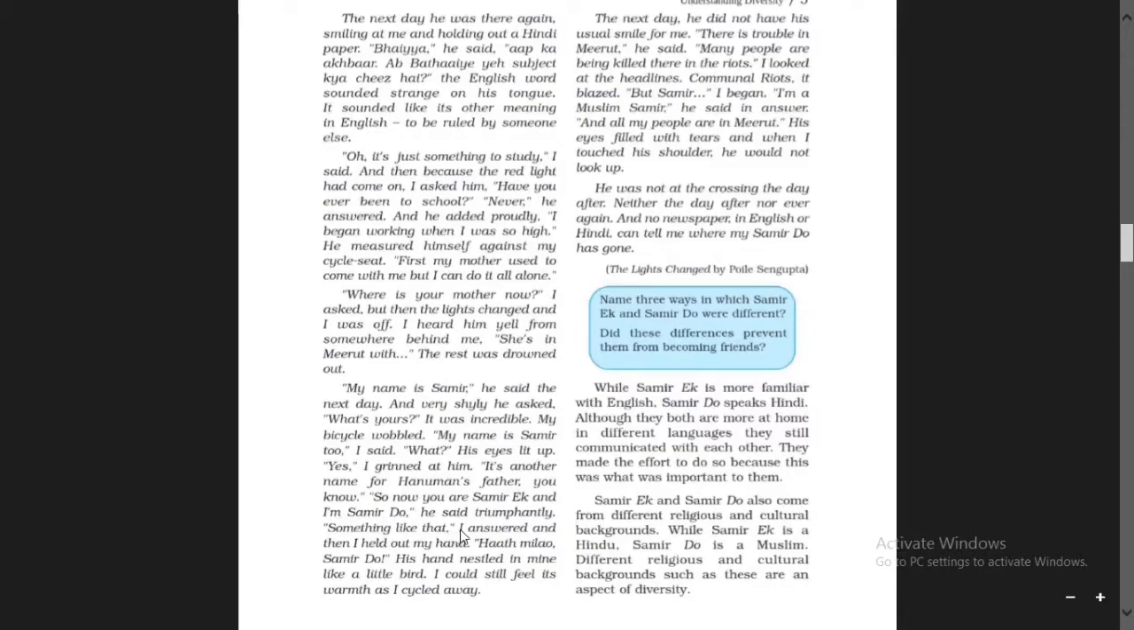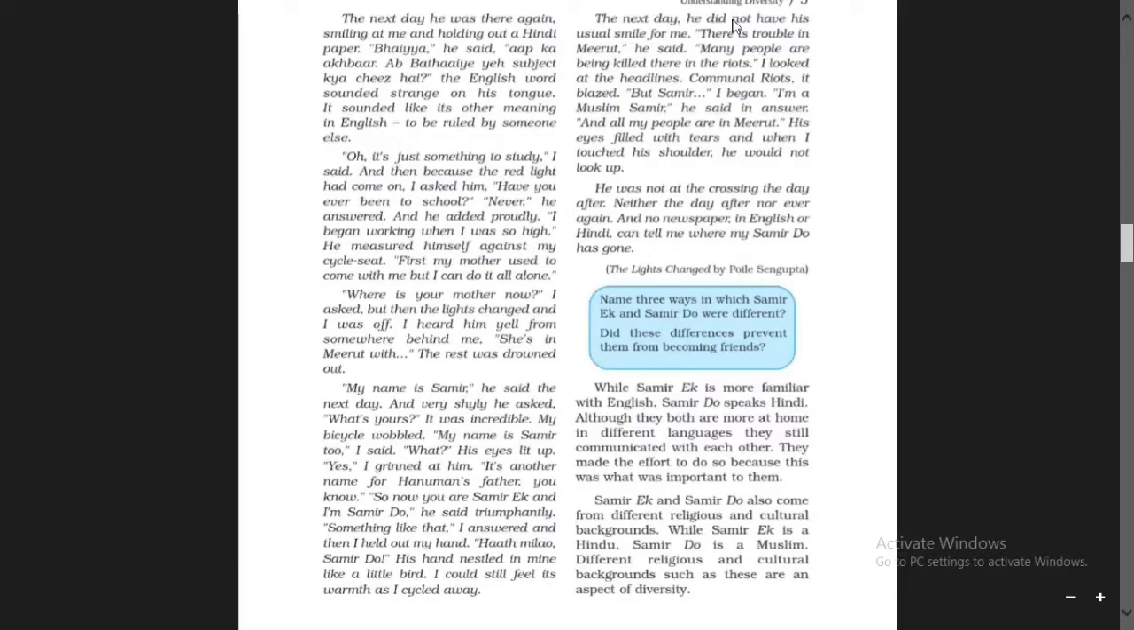Something like that, I answered, and then I held out my hand. Haath milao. Let's shake each other. Haath milao means let's shake hands. Shamir's hand nestled in mine like a little bird. I could still feel its warmth as I cycled away. So the reaction comes like this.